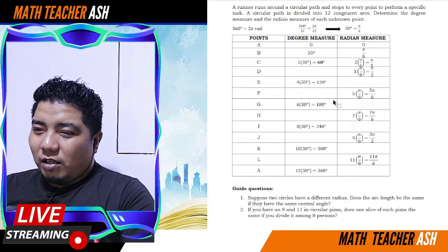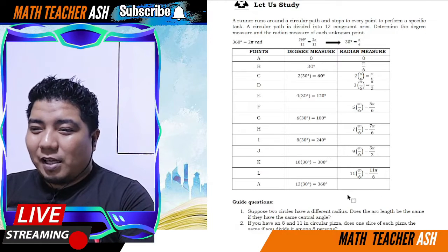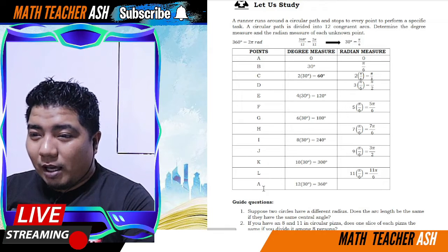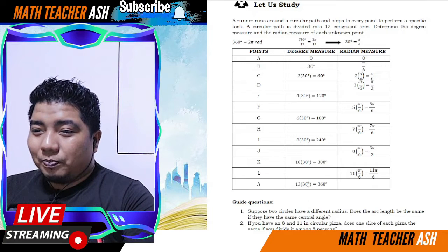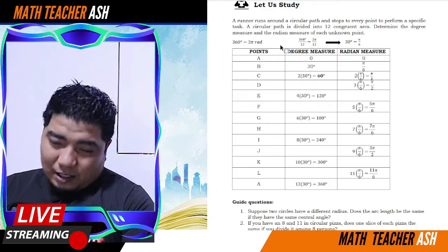In this activity, you are asked to complete this table. We have points A, B, C, D, E, F, hanggang may A pa na naman. Siguro M dapat ito. A pa rin kasi dumating na siya sa ikot ng circle.